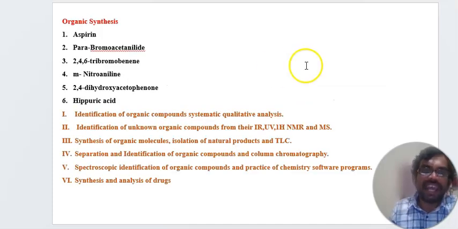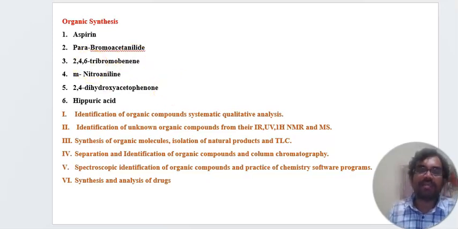You can also see beyond the syllabus, some colleges like deemed universities or universities are giving more training in the engineering chemistry lab. You can see organic synthesis, how to synthesize aspirin, para-bromoacetanilide and 2,4,6 tribromoaniline. The fourth one is meta-nitroaniline, and then 2,4-dihydroxyacetophenone. And the sixth one is hippuric acid.